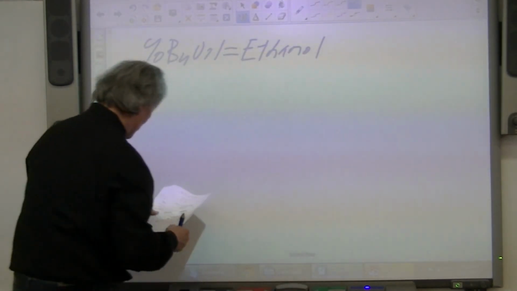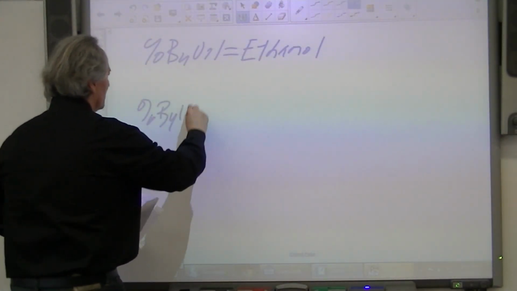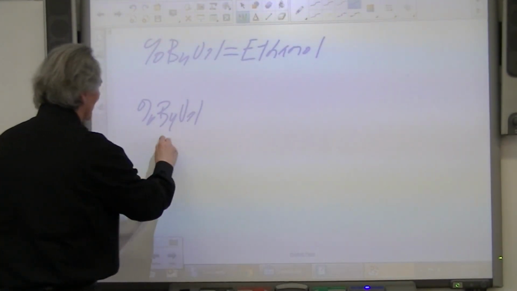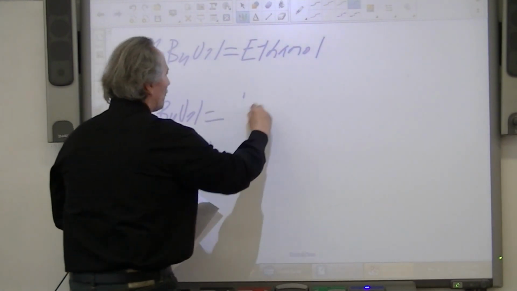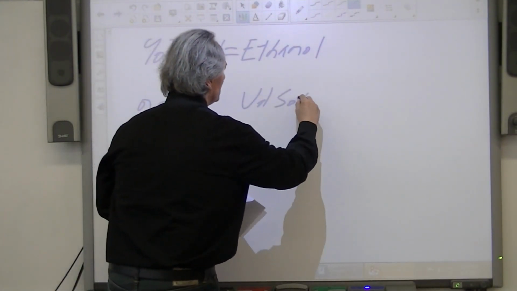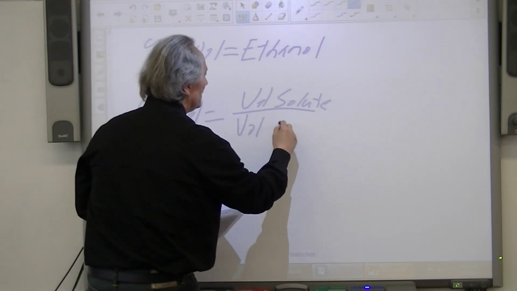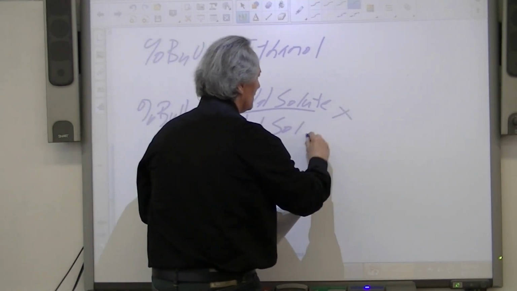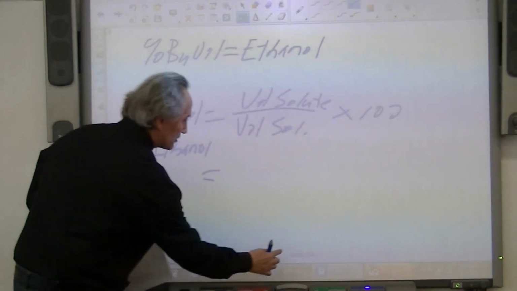So let's go ahead and scroll that up. Remember, we are looking for percent by volume. Again, this is of the ethanol. I'll write it down here. Percent by volume of the ethanol equals volume of the solute divided by volume of the solution times 100. Now let's plug our data in. That's the point where we are at currently.